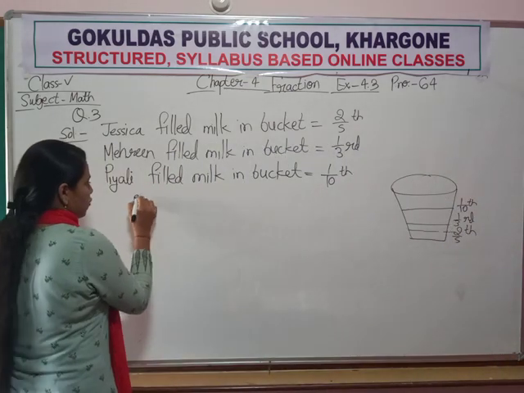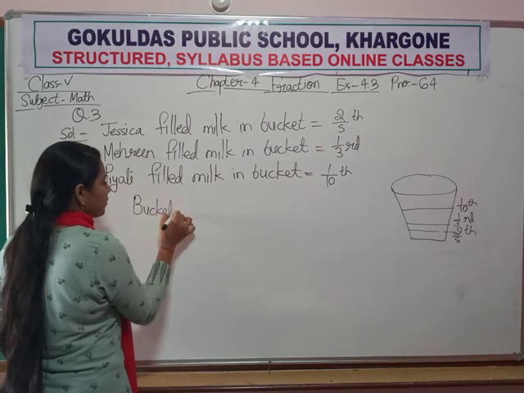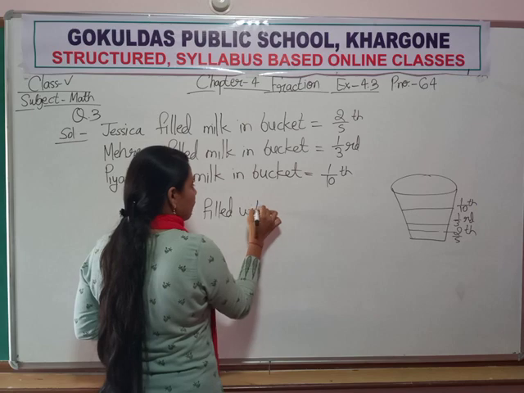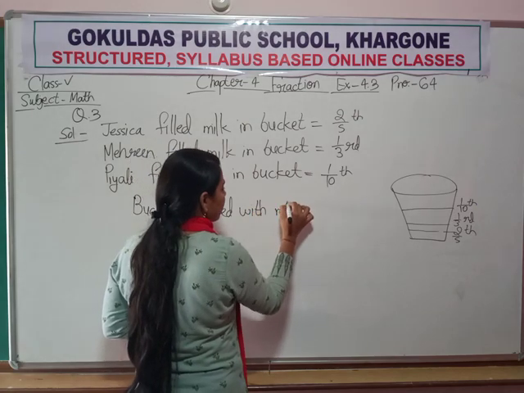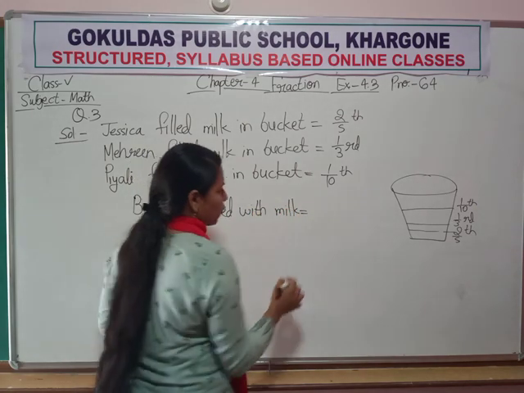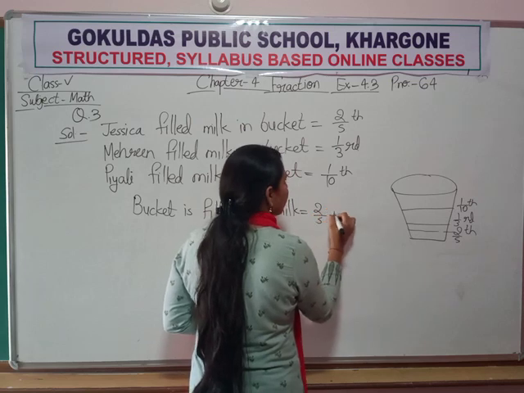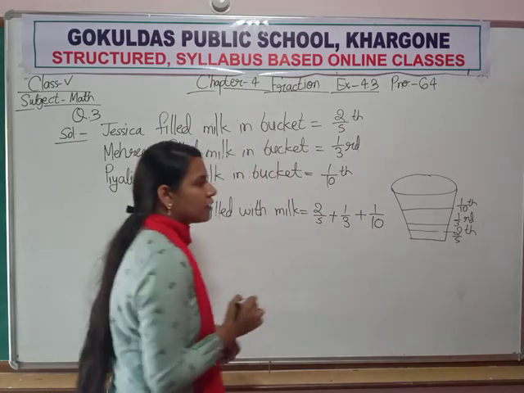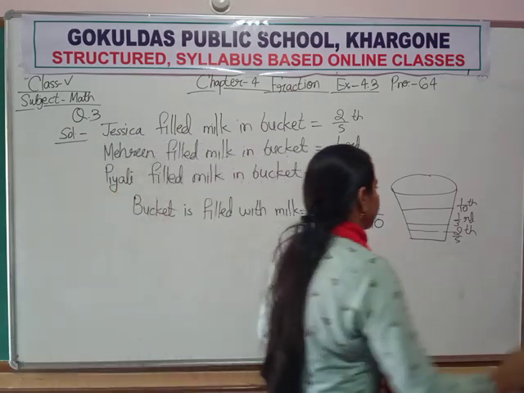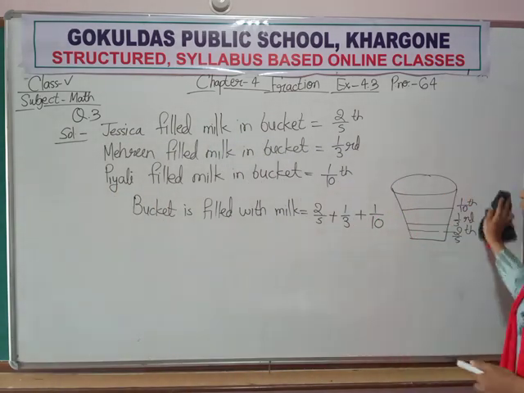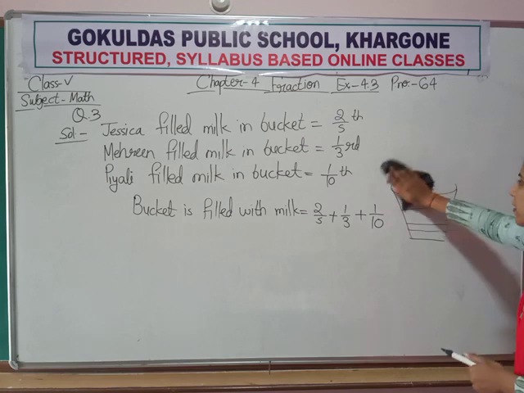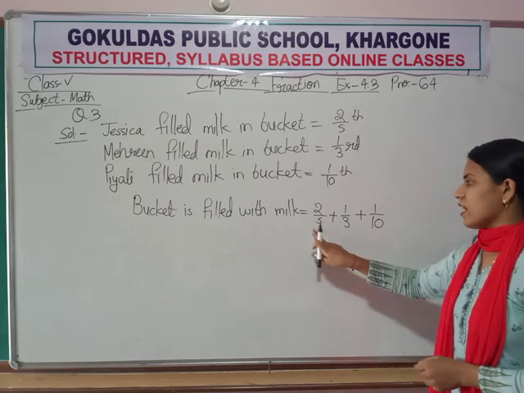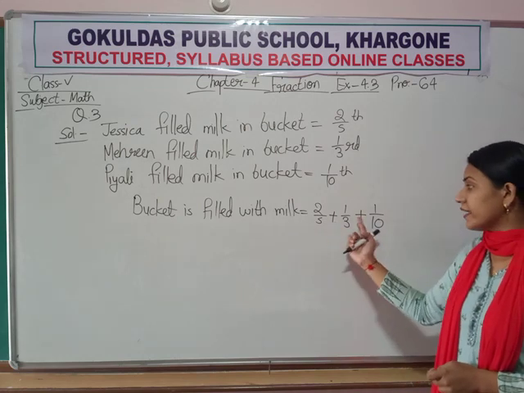So therefore, the bucket is filled with milk equals 2/5 plus 1/3 plus 1/10. Then only we can find the total filled bucket. So these three are the fractions. We want to add them.